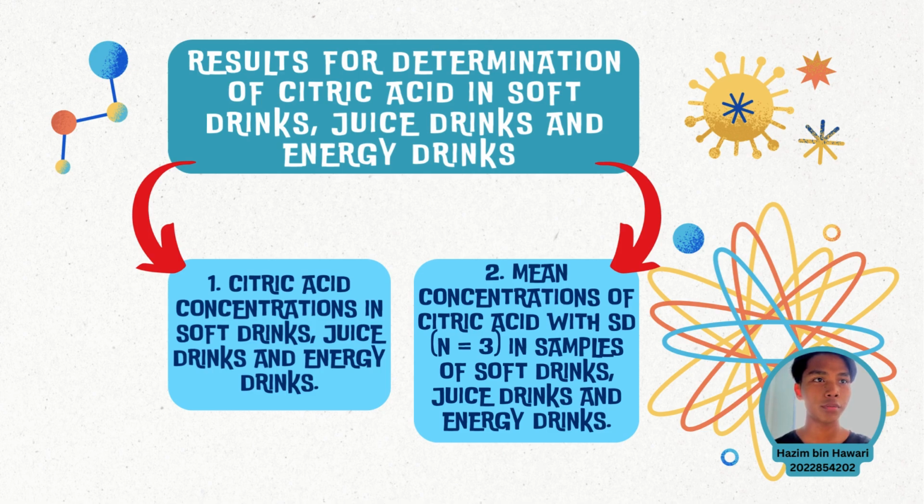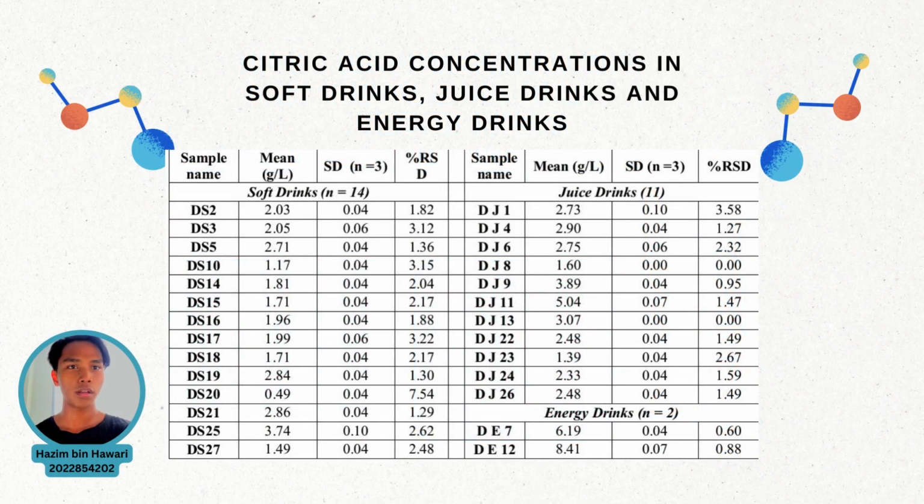We will proceed with the results for determination of citric acid in soft drinks, juices, and energy drinks. There are 2 points I will present about the results. First is citric acid concentration in soft drinks, juices, and energy drinks. Second is mean concentration of citric acid with standard deviation in samples of soft drinks, juices, and energy drinks. Now we will move to point number 1, that is citric acid concentration.